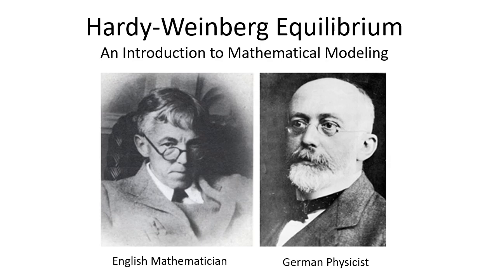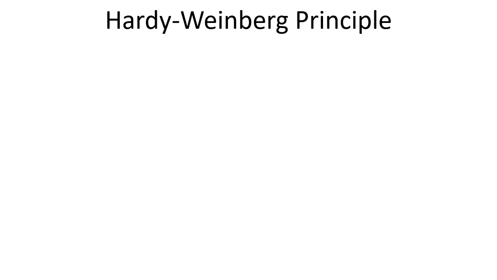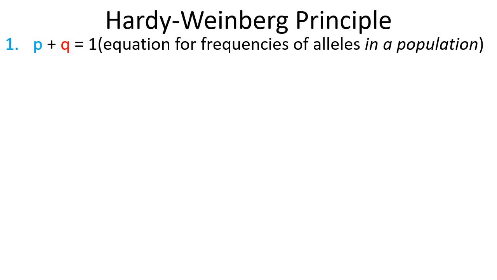So Hardy-Weinberg was developed by two different people. That's why it's called Hardy and Weinberg. Hardy was an English mathematician. Weinberg was a German physicist. And I think they actually developed these theories and the equation independently, but they're both credited for the idea and discovery.